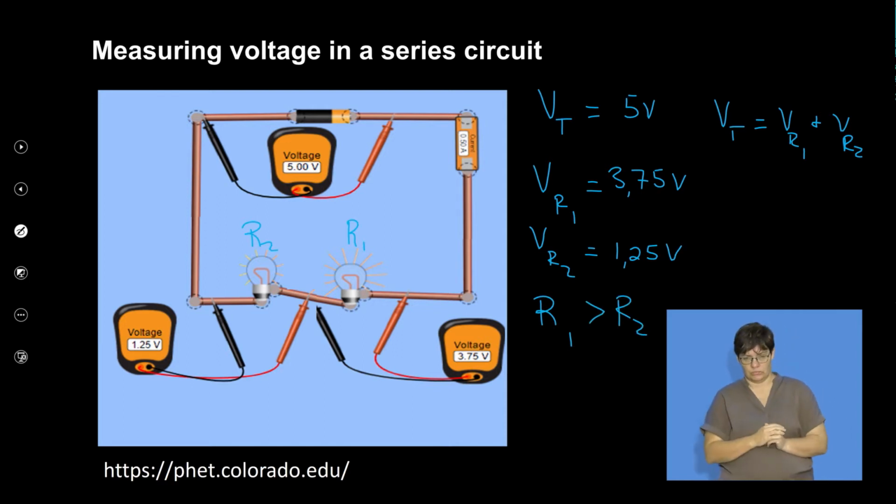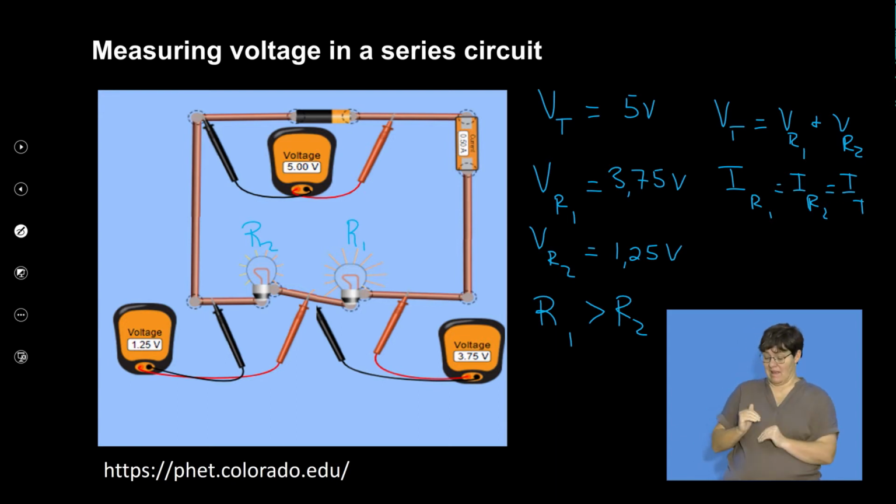So now, for the same amount of current, we said that the current through R1 is equal to the current through R2, which is the current that goes through the battery, which is equal to the total current. Now, the higher resistance of R1 suggests that there will be a greater potential difference across R1, and correspondingly, the lower resistance of R2 gives a correspondingly lower potential difference. However, if you add 3.75 and 1.25, it gives us the 5 volts, which is the total voltage.